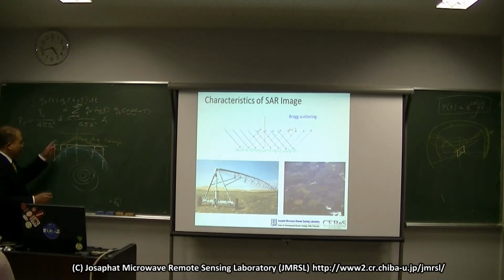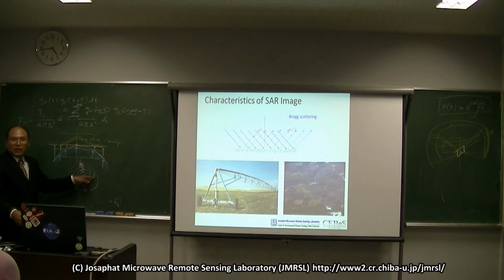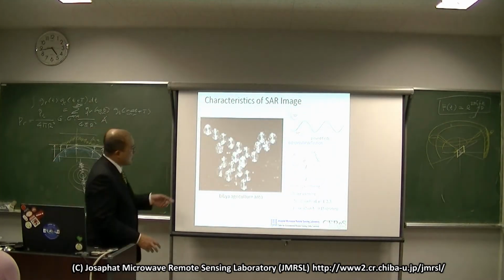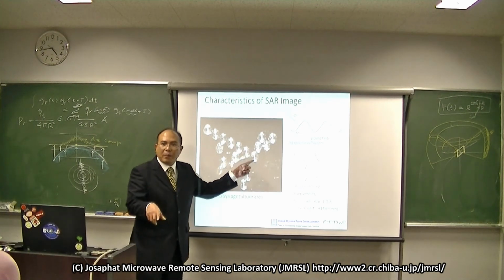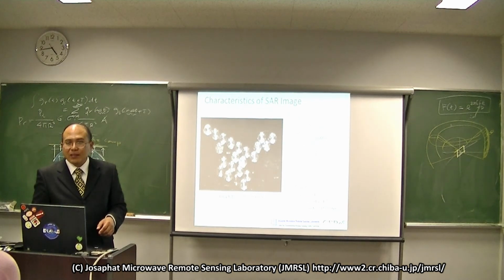If the flight is like this and the radar here is perpendicular, it is strong. But here is parallel, so here is black, but here is very strong. And you can find the next response like this. Here is perpendicular, but here is parallel.